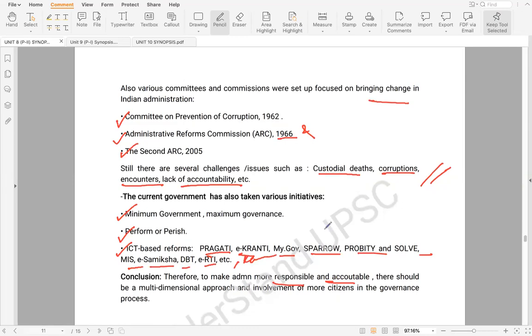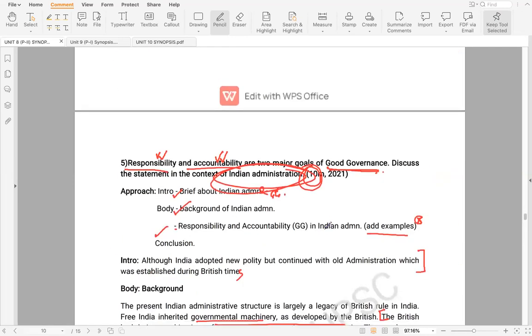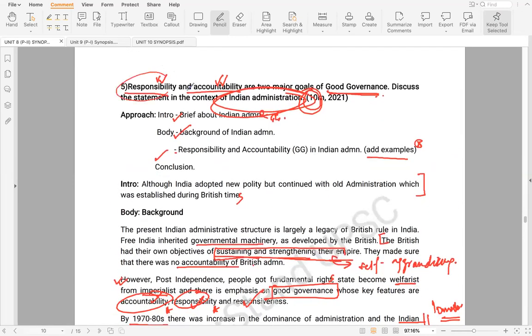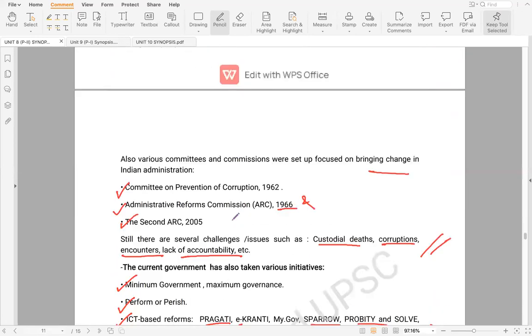I think we have missed the main demand in terms of responsibility and accountability. So you can try to specifically include these two as headings, the two major goals of good governance. Tell us what is responsibility, tell us what is accountability, and give us some examples of how you're trying to ensure responsibility and accountability. If need be, you can also talk about the problems that are arising in terms of us not giving responsibility and accountability. All right.